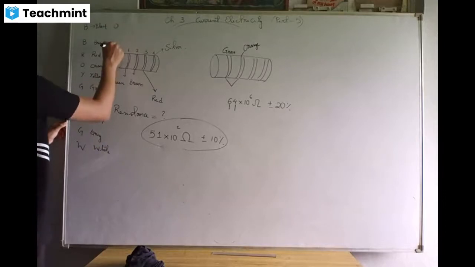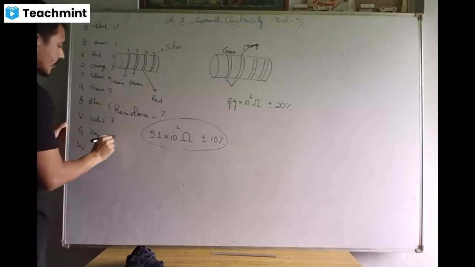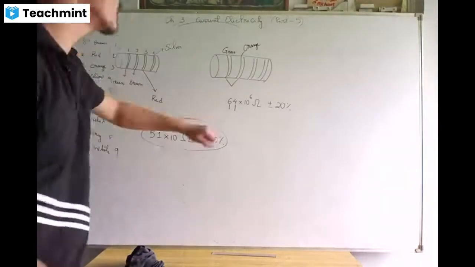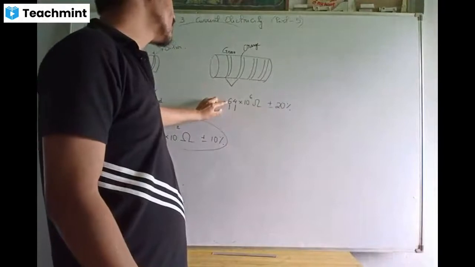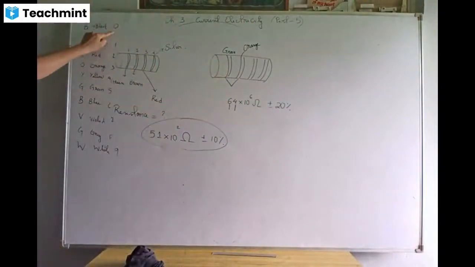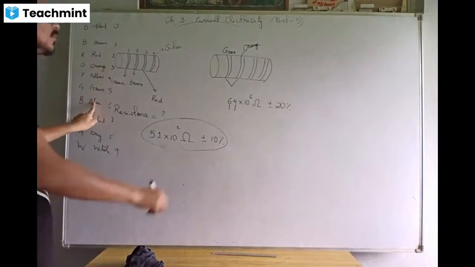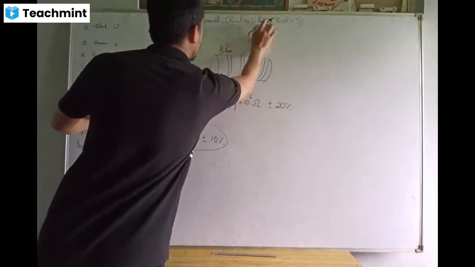Numbers are 0, 1, 2, 3, 4, 5, 6, 7. Yes, you are correct. The first two letters give you the color of the first two bands. The first number is 6, so it will give you the color of the first band. 0, 1, 2, 3, 4, 5, 6. Yes, it's blue. Okay, the first color band is blue.